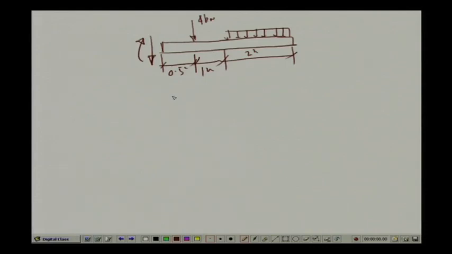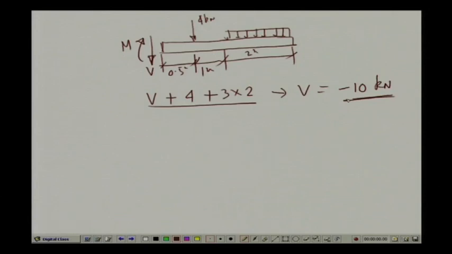Now, if we take the summation of the vertical forces, then V plus 4 kilonewton plus 3 into 2 is the distributed loading. This gives us a value of V as equals to minus 10 kilonewton. So, the negative sign indicates that it is acting in the opposite direction as we have assumed.